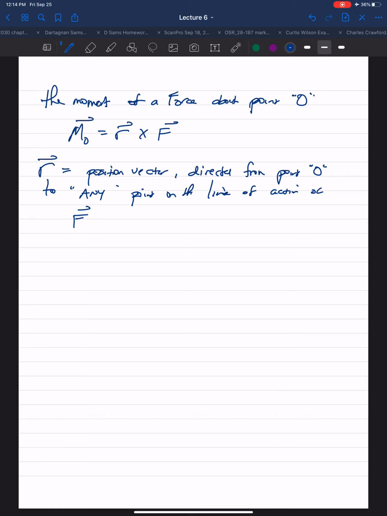So r, once again, is a position vector. The tail is at point O, the point about which the force is causing a rotation. And the head touches any point on the line of action of F. That's r. And we're saying the vector moment about point O is equal to that position vector r cross F. That's how we're saying that.